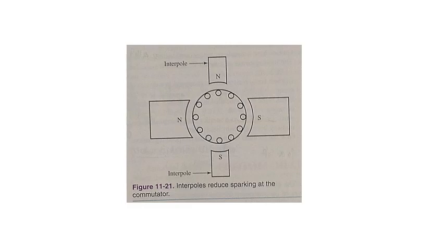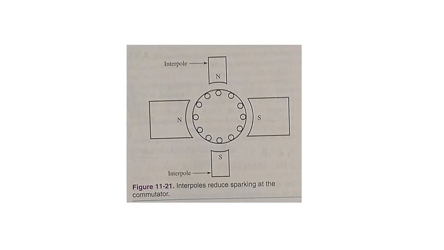An interpole is a smaller field pole placed midway between the main field poles. See figure 11-21. The interpole has the same polarity as the main field poles and follows the main pole in the direction of rotation. Interpoles are also called commutating poles.